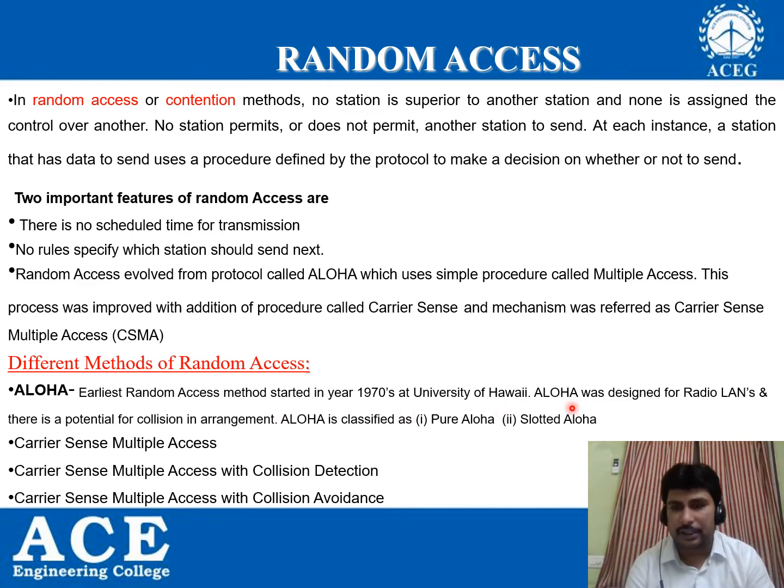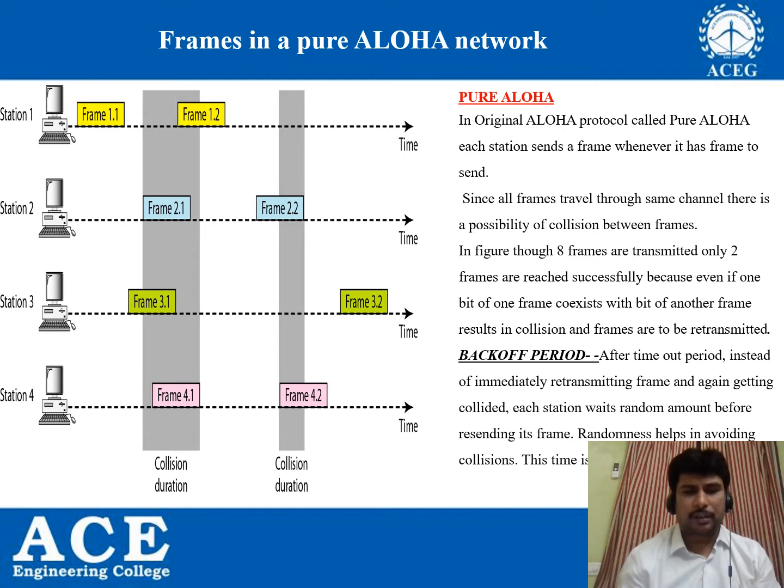Aloha was designed for radio lengths, and there is a potential for collisions in that arrangement. So Aloha, which is the first random access protocol, is again categorized into two types called pure Aloha and slotted Aloha. Along with Aloha and its two types, we have two other random access protocols, namely carrier sense multiple access with collision detection, and carrier sense multiple access with collision avoidance. Now let us look at what pure Aloha is, and how frames are transmitted in a pure Aloha network.